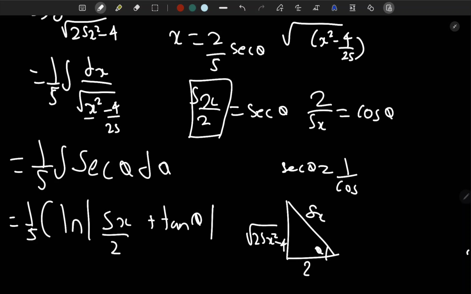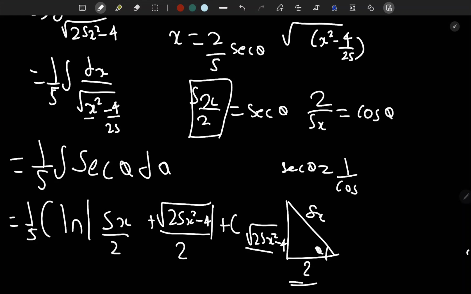So now tan, as we know, is SOH CAH TOA, opposite over adjacent. So the opposite side over the adjacent side, which is 2. So here we can replace this with opposite, which is radical 25x squared minus 4. And I do apologize for my handwriting, I know it's not that clear, over the adjacent side, which is just 2. And don't forget the c.